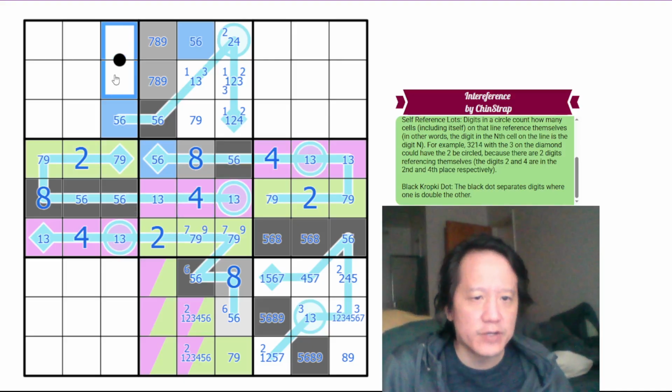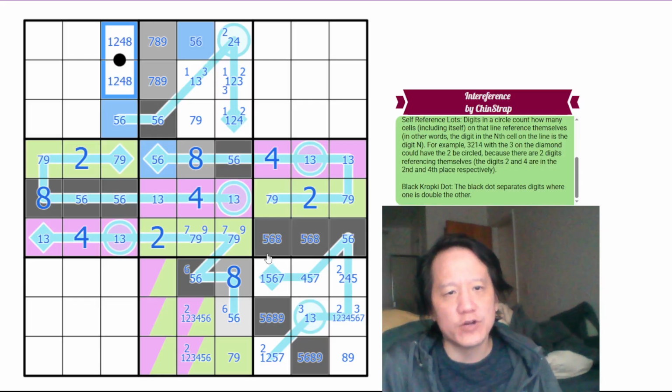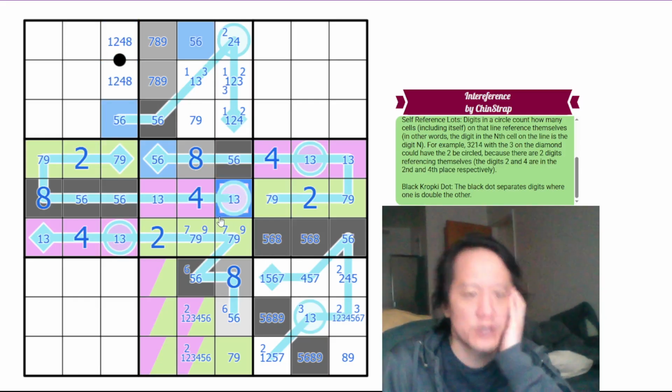We have a 5-6 pair here. This can only be 1, 2, or 4, 8 here as possibilities to be in a 1 to 2 ratio.